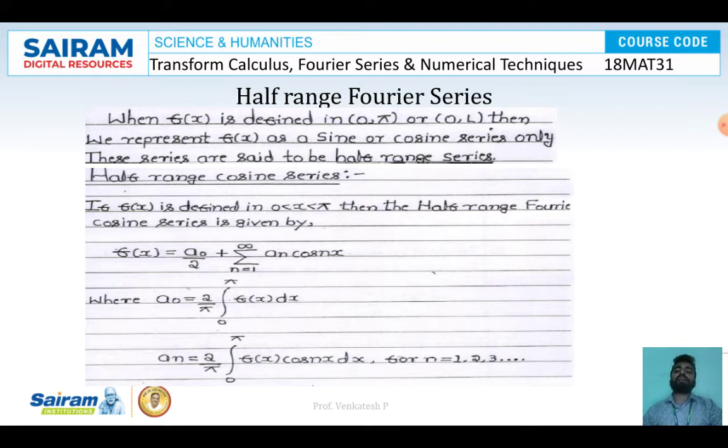So the first concept here is the half-range cosine series. If f of x is defined in 0 less than x less than pi, then the half-range Fourier cosine series is given by f of x is equal to a0 by 2 plus summation n from 1 to infinity an cos nx. To find a0 and an, the formulas are a0 is equal to 2 by pi integral 0 to pi f of x dx, and an is given by 2 by pi integral 0 to pi f of x cos nx dx for n is equal to 1, 2, 3.